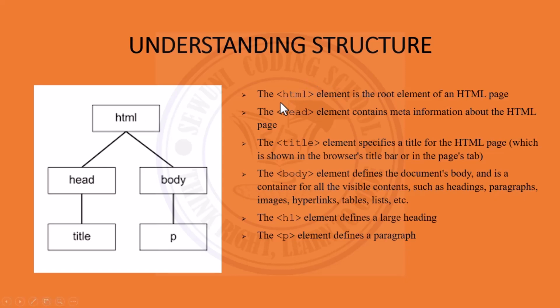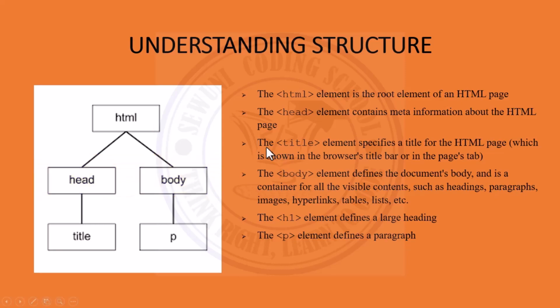So if you check here, you see the HTML element is the root element of an HTML page. It just describes to the browser that this is an HTML document. So render it as such. Now the HTML has two main branches, that is the head and then the body. These are the two main things that make an HTML document. So HTML is like the mother element. It has two children, which are the head and the body.